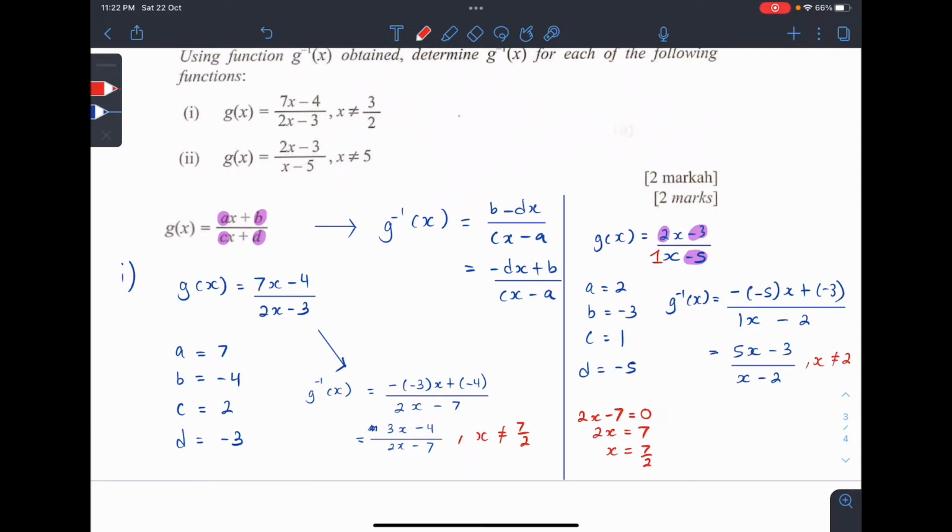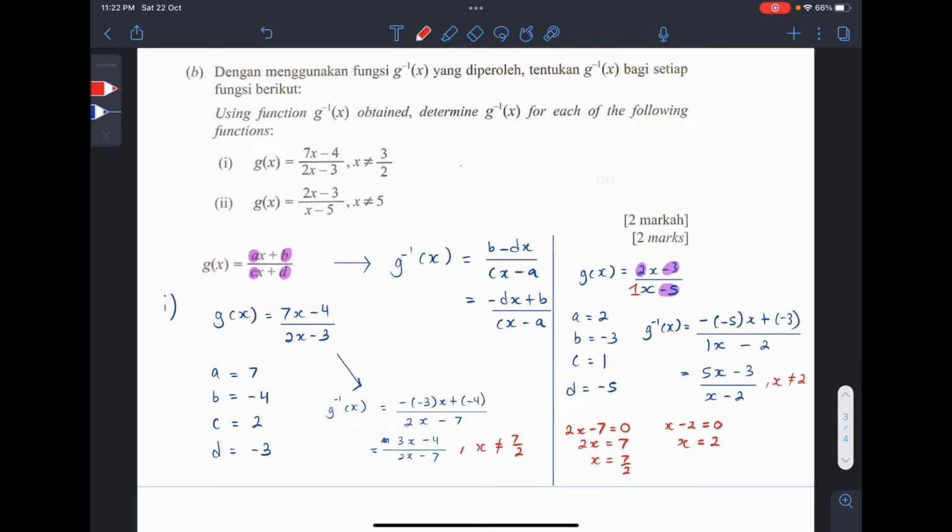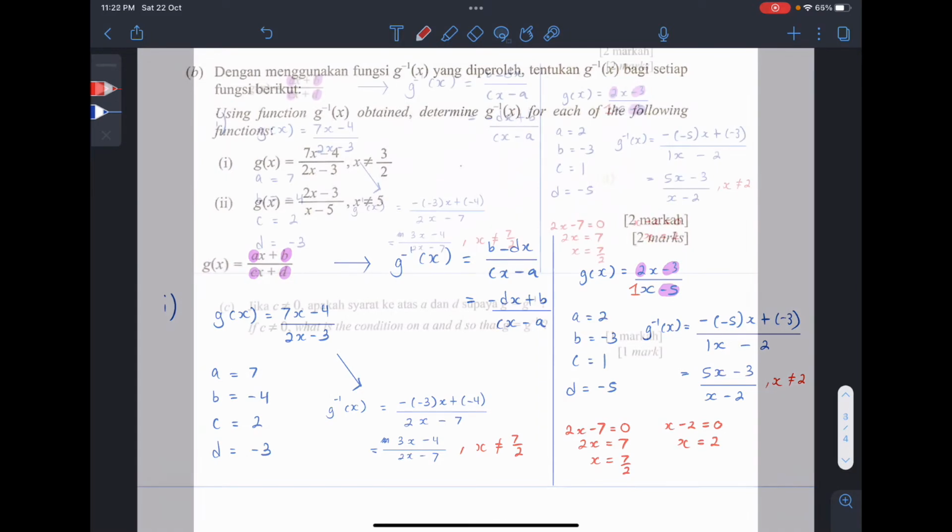And I do the same thing to the right equation as well. So x minus 2, just always make it equal to 0, guys. So x minus 2 equals 0. Move the negative 2 to the other side, and you will get positive 2. So x equals 2, and that's how I got x can't be 2. So guys, we've got our answers. You got your 2 marks. And let's go to question C.